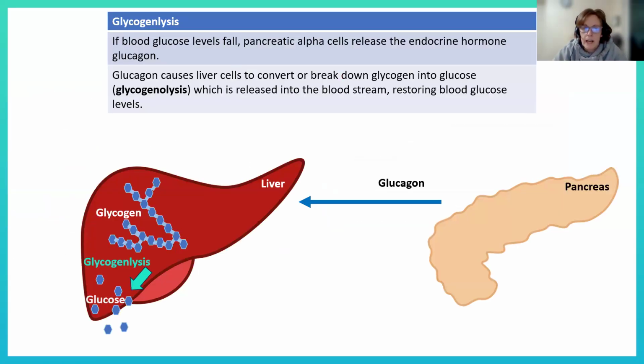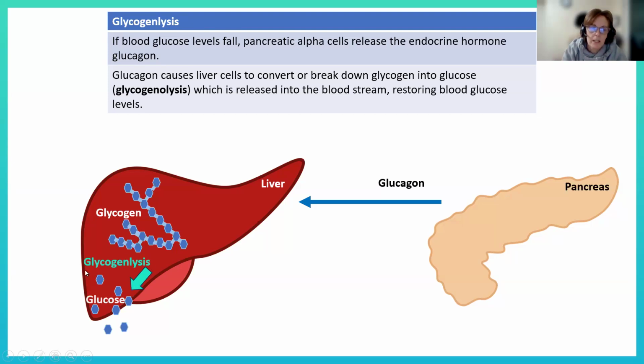We can then, if we need glucose, for example, if it's been a while since we've eaten, there's no sugars going around in our blood, and we need to do some exercise, if the blood glucose levels fall, release a hormone called glucagon. This comes from the pancreas again, pancreatic alpha cells this time, not beta cells. And glucagon causes the liver cells to convert this glycogen back into glucose. This is in the reverse direction. This is called glycogen lysis.